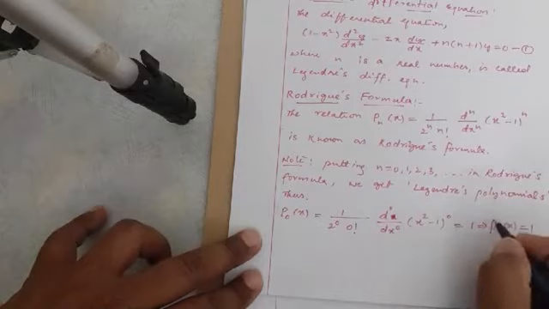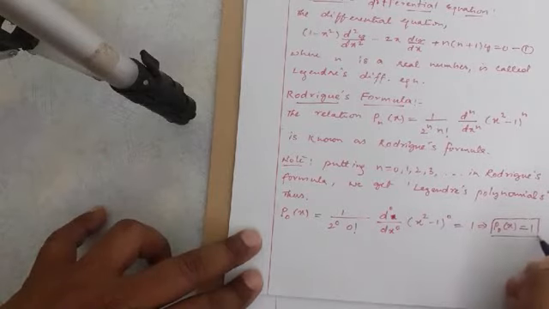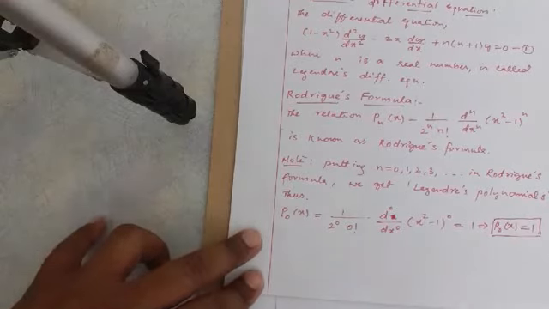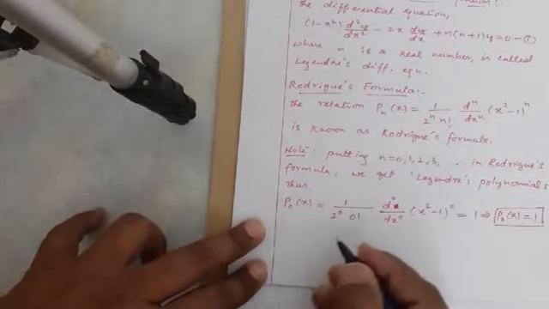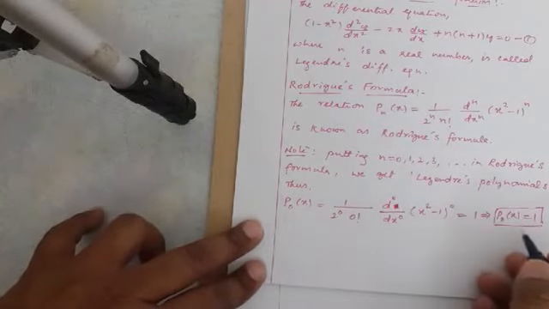So this is nothing but what? What I am writing here is nothing but Legendre's polynomials. So when n is equal to 0, you are getting P0 of x is equal to 1.